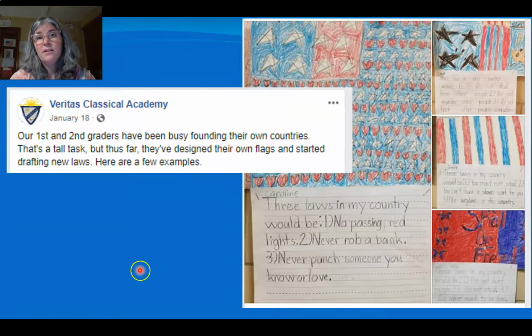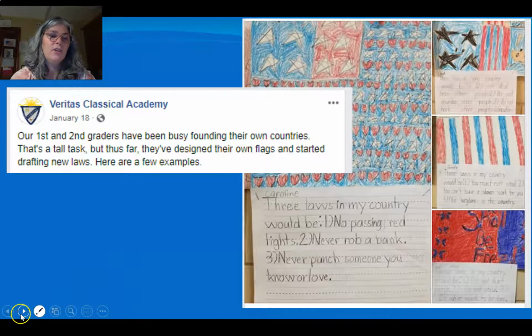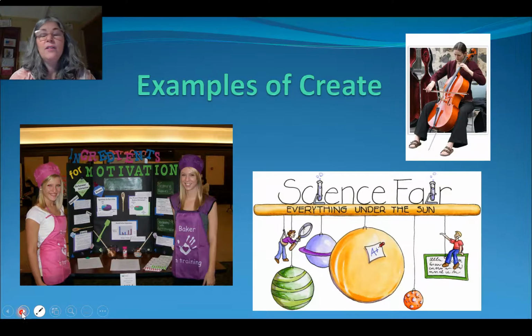Here's another one. So this is where they had first and second graders found their own countries and they had to create their own flags and start to draft a list of laws. And there are so many ways you can get your students to create through their research projects, science fairs, even creating a piece of music.